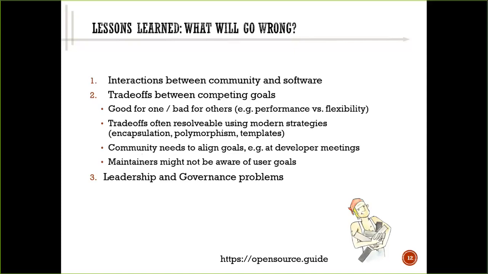But even if you work around it, you can run into situations where one part of the community has a certain goal, while another part of the community wants your software to do something else or to be optimized for something else. And in this situation, you need to try to align the goals of the community. For example, at developer meetings or at whatever way you find to get the community talking about their goals.